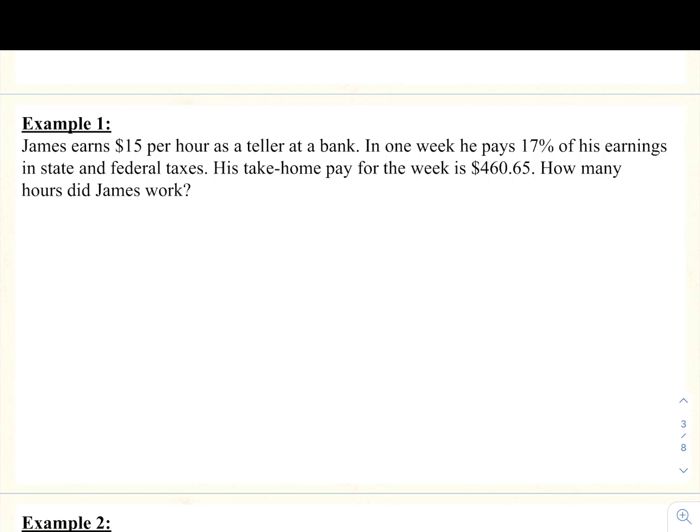We're first going to go through and highlight important information. $15 per hour, pays 17% of his earnings. His take-home pay for the week is $460.65. And we want to know how many hours did James work? So that's what we're trying to figure out. How many hours did James work? Since that's what we're trying to figure out, we're going to have H equal the number of hours.